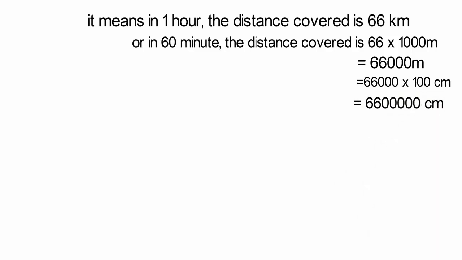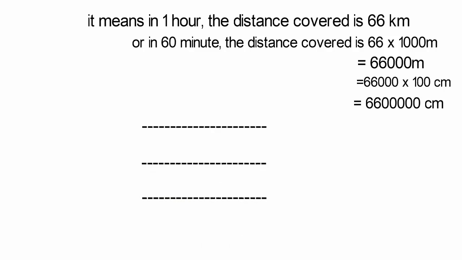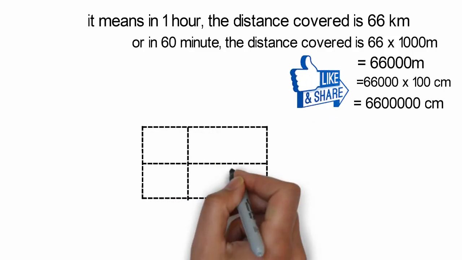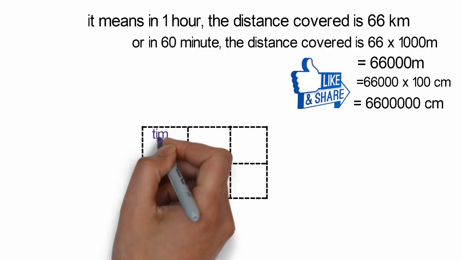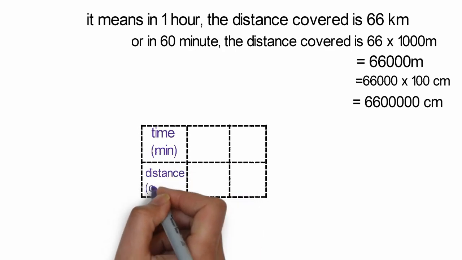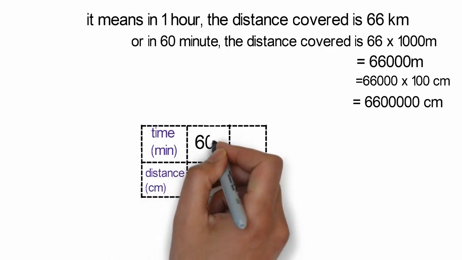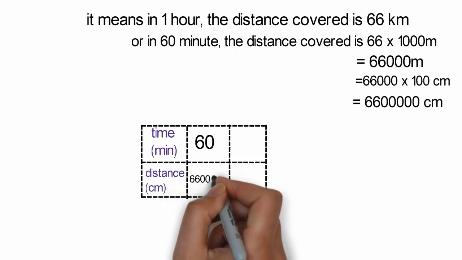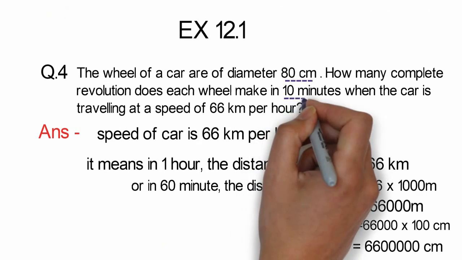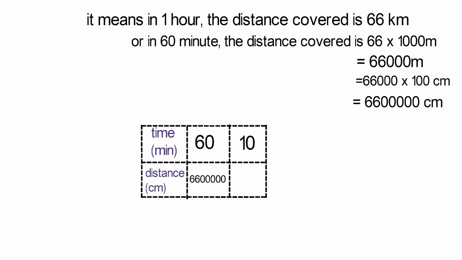Now, let us make a table. Why are we making the table? Because we have to find the distance covered in 10 minutes, because we have to find the number of revolutions for 10 minutes. So first of all, we're going to find the distance covered in 10 minutes. We're going to take the unit of time in minutes and distance in centimeters. When time is 60, distance is 66 lakh. We have just calculated. When time is 10, this is the time, 10 minutes, so that's why we are taking 10. Distance we have to find. Here is the question mark.